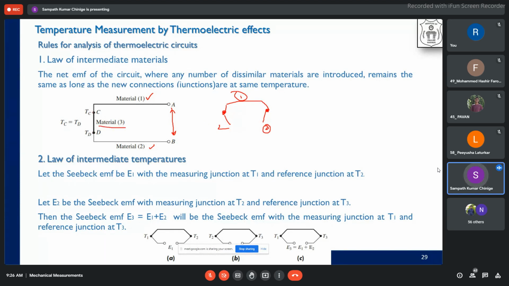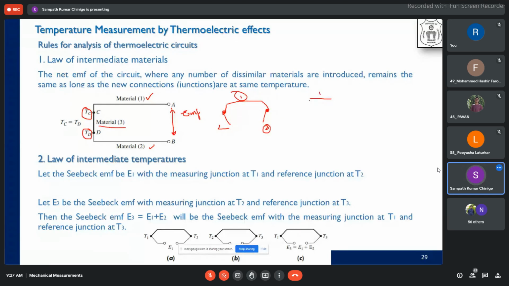If material 3 is connected to material 1 and material 2, we have 2 more junctions that are created. Until and unless the temperature at junction TC and the temperature at TD are the same, meaning both the junctions at which the third material is connected with 1 and 2 are at the same temperature, there won't be any change in the EMF. The EMF will not change no matter how many materials you introduce.